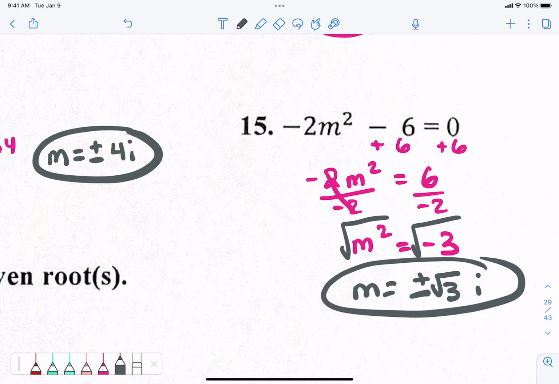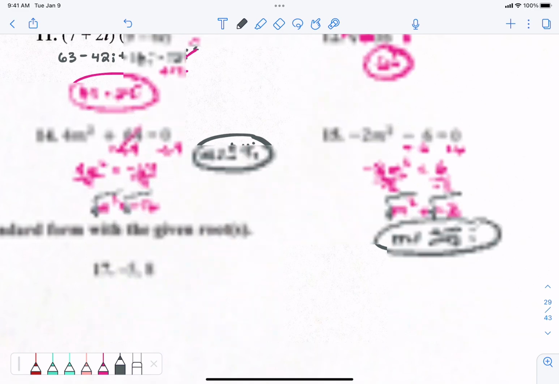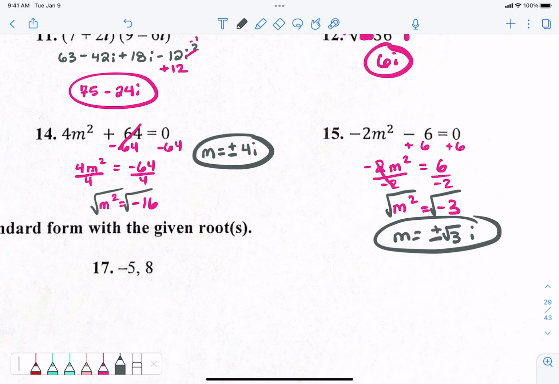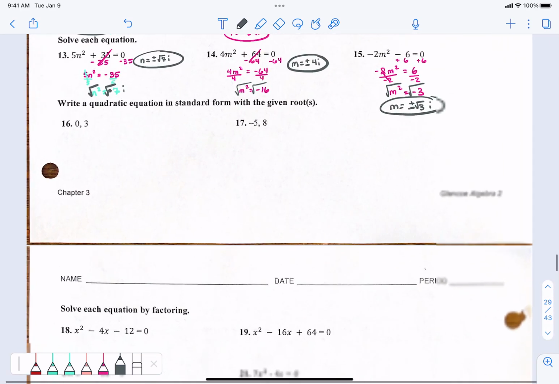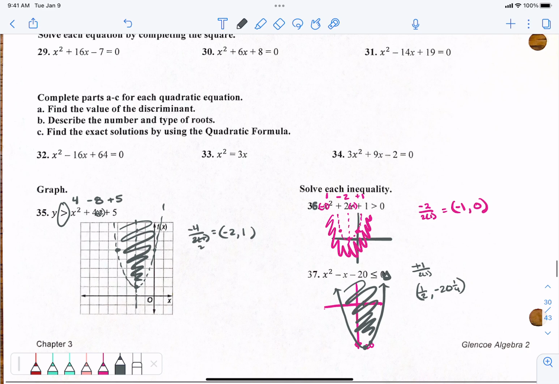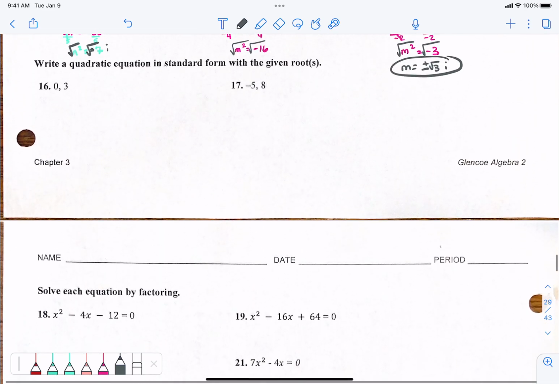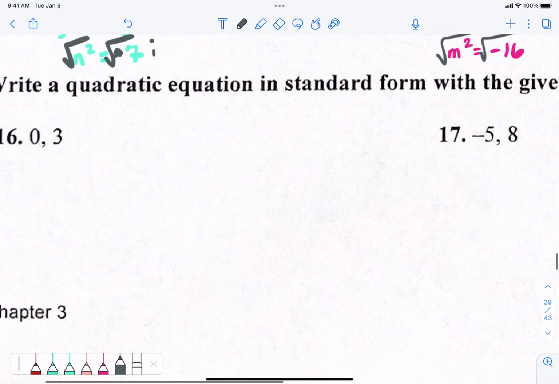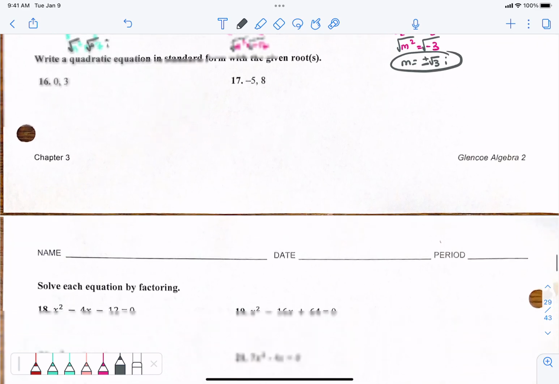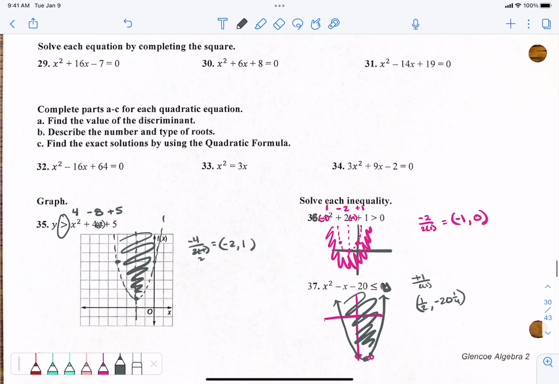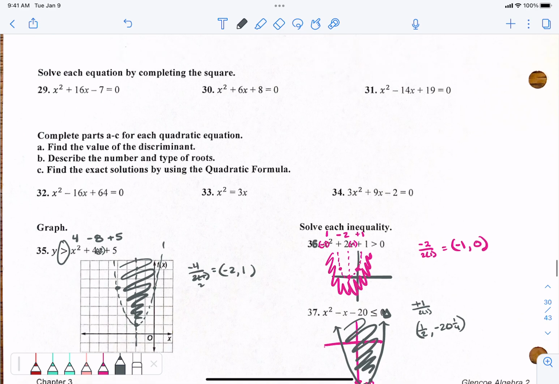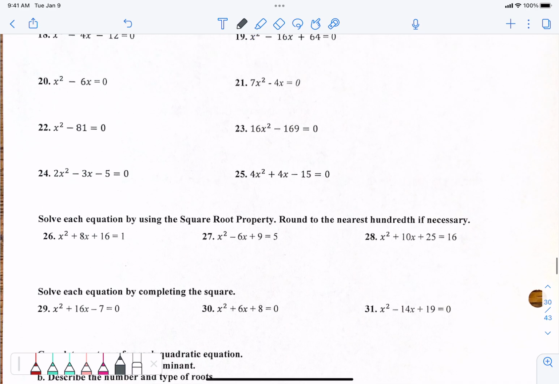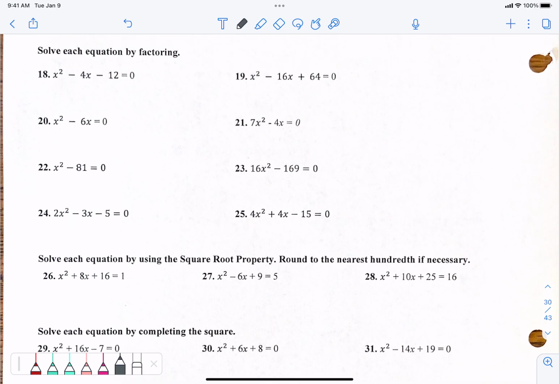Did you get through 14, 15? Am I going too fast? Are we doing okay? We're doing good. Let's try to get through 16 and 17, because then I think we can do the backside tomorrow, since we don't have to do 35 and 36. Tomorrow I'm going to be gone.